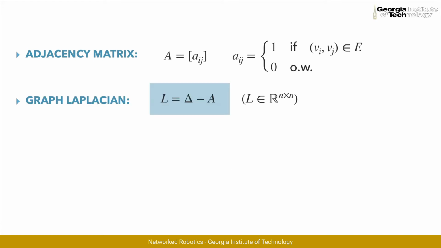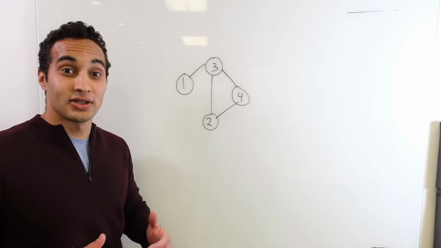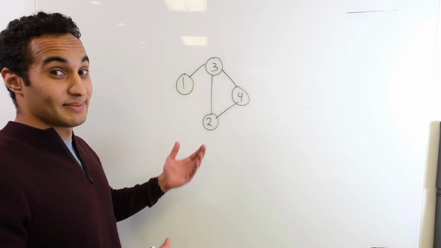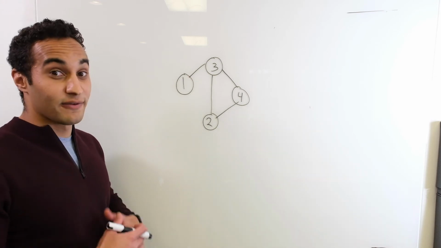The final matrix we introduce today is the Laplacian matrix. One way of defining the Laplacian of a graph is through the difference Δ minus A, where A is the adjacency matrix. Let's see an example of how to compute the Laplacian of a graph. To better understand how to compute it, let's have a look at a simple example. As you can see here, this is an undirected graph with 4 nodes.